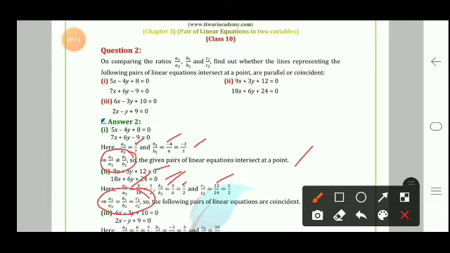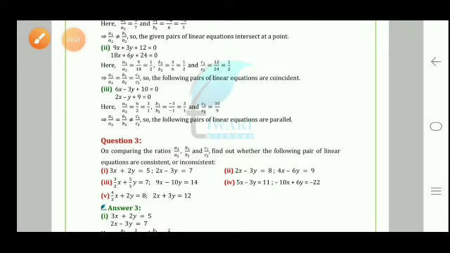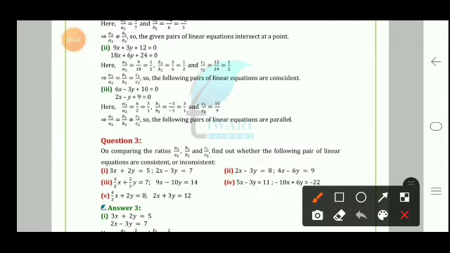So now looking at the third part, what we have here is 6x minus 3y plus 10 is equal to 0, and 2x minus y plus 9 is equal to 0. So a1 upon a2 is equal to 6 upon 2, b1 over b2 is equal to minus 3 over minus 1, that is 3 over 1, and c1 upon c2 is equal to 10 upon 9. So a1 upon a2 is equal to b1 upon b2 is not equal to c1 upon c2, so it means the linear equations are parallel.